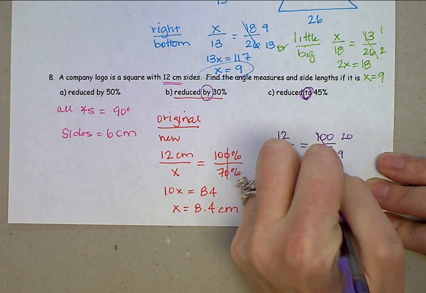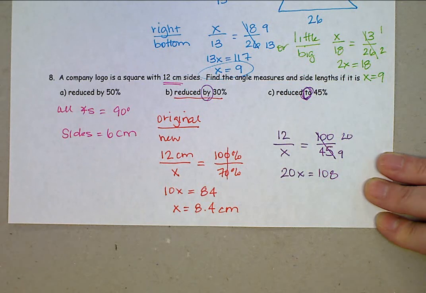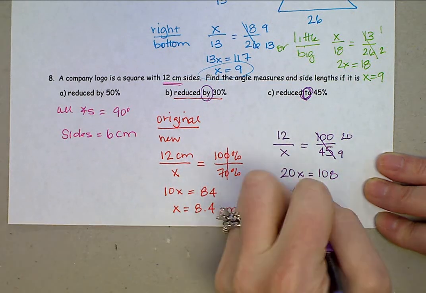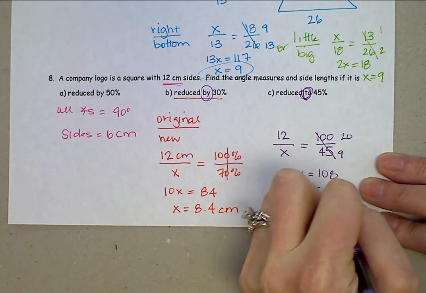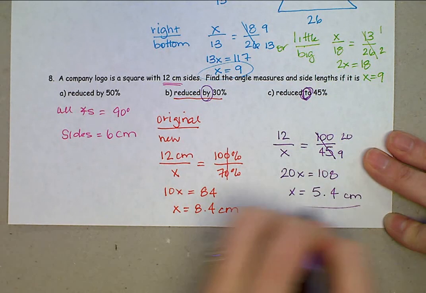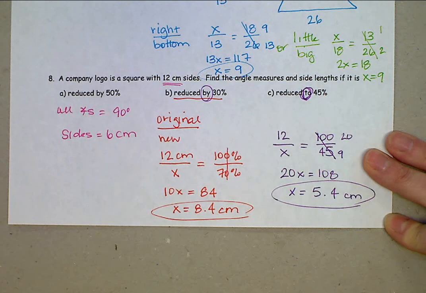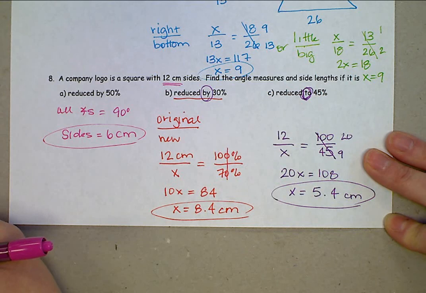Mental math is getting better and better, you guys. Okay, and then now divide by 20. So 108 divided by 20 gives us x equaling 5.4 centimeters. Okay, so in this one, 5.4, this one 8.4, and then the first one is just a straight 6. Reducing again by 50% is real easy. You can just divide by 2. Whenever it reduces by a different amount or reduces to a different amount, you have to set up the proportion and then go from there.